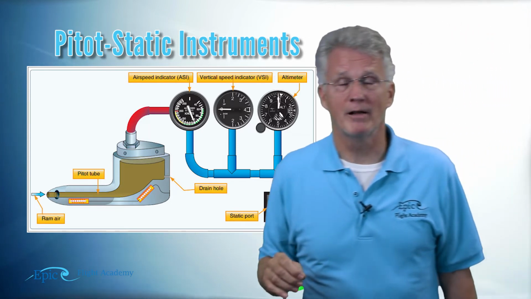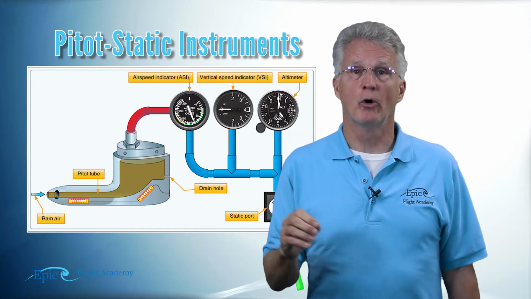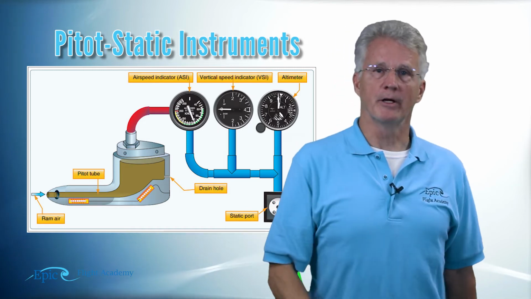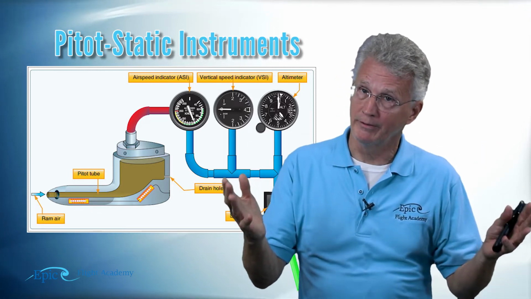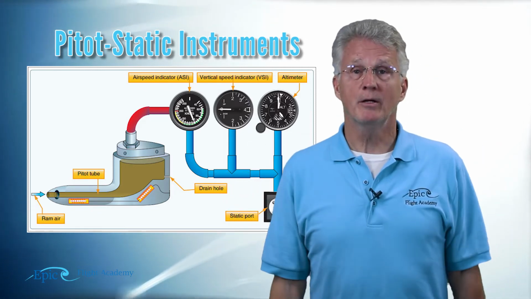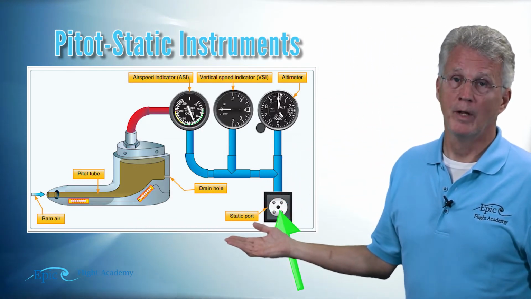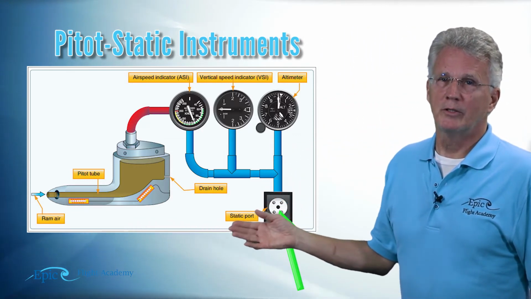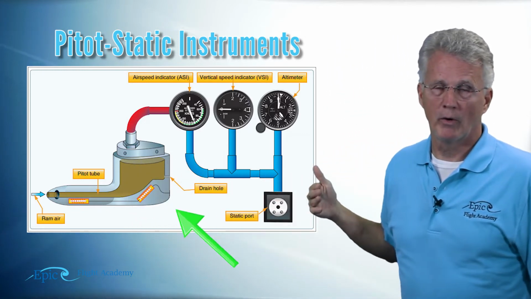Now, if the aircraft is not moving forward, it has no wind relative to its motion. In other words, no relative wind. The pitot tube is also sensing static pressure. The pitot tube comes into play when the aircraft is moving forward and it's sensing ram air pressure due to relative motion.